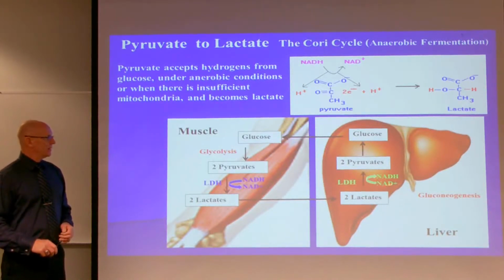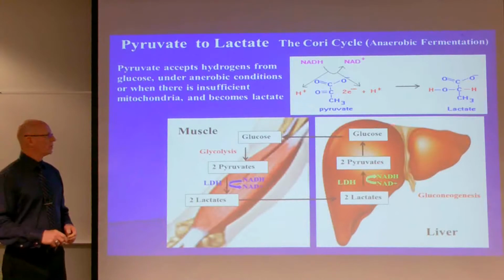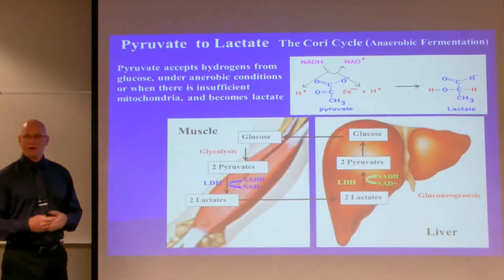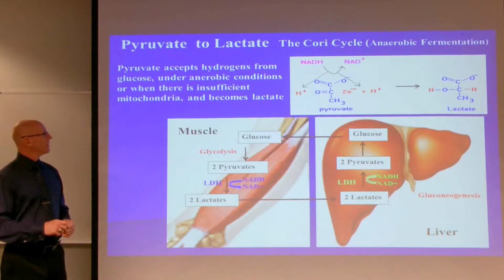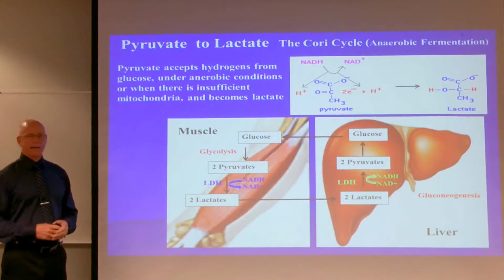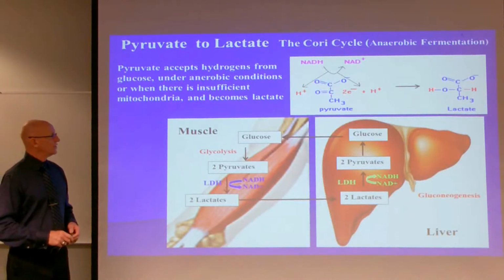The NAD, the oxidized form of NAD, will be reduced, and then the lactate will be oxidized, becoming pyruvate again, and then the pyruvate through gluconeogenesis will become glucose, and then that can go back into the muscles and the tissues. So this is the Cori cycle, and here is where the nicotinamide adenine dinucleotide is oxidized and pyruvate is reduced. So here the hydrogens are coming onto pyruvate, and here is lactate, which is the reduced form of pyruvate.